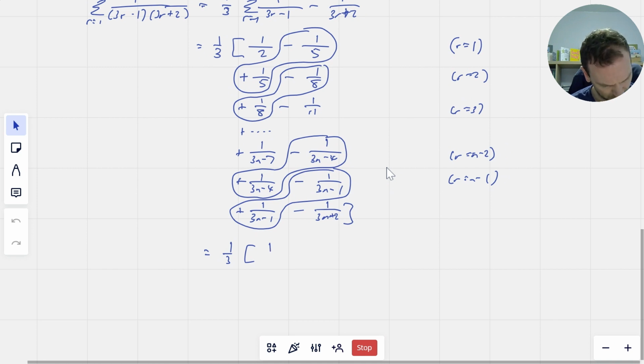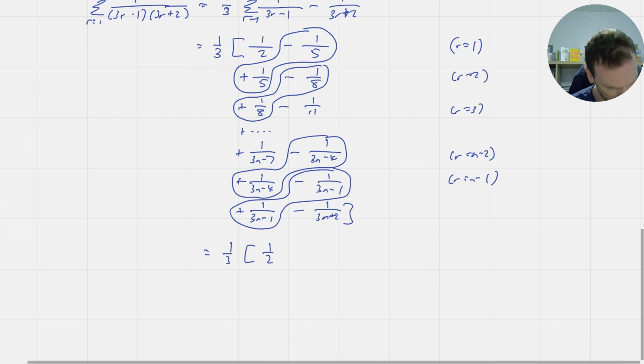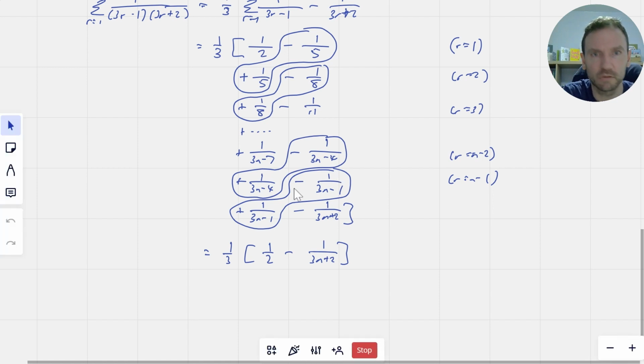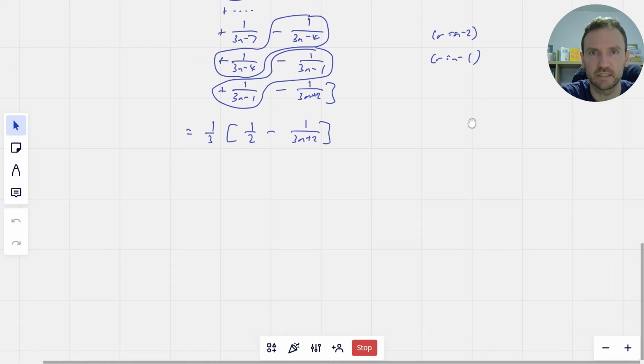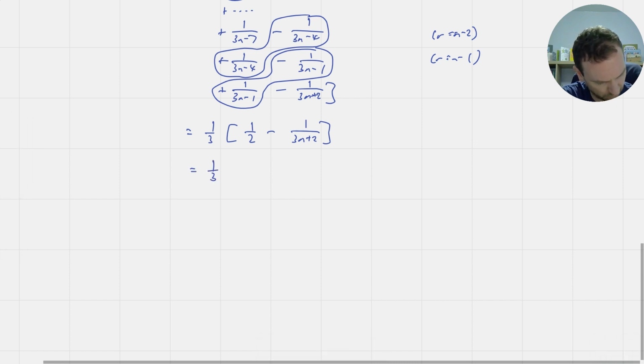We're left with our half, which never cancelled anything. And we're left with our subtract 1 over 3n plus 2, which never cancelled anything. At this stage, you could stop here, but you may well get a question asking you to write it as a single fraction. So I'm going to go all the way through that and just make sure we get this in a nice form. So if you're asked for this as a single fraction, we're going to want a common denominator.